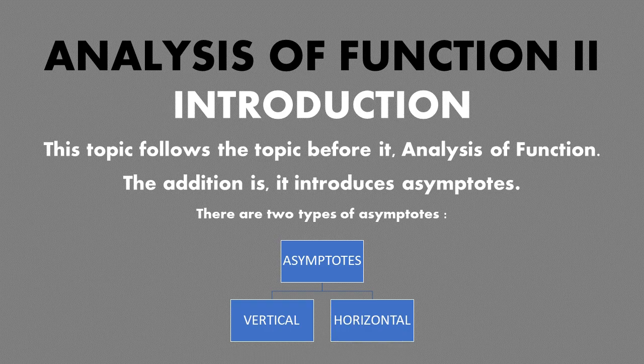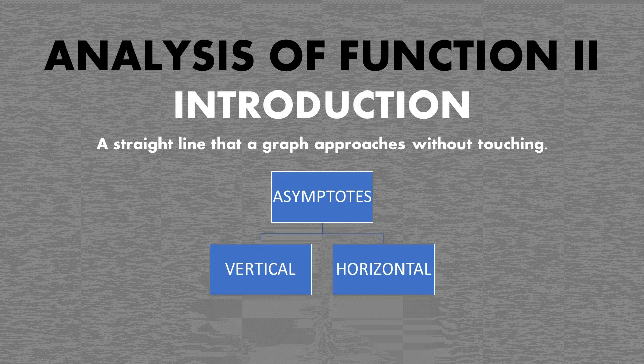Now you might still be wondering, what are asymptotes actually? An asymptote is a straight line that a graph approaches without touching. It is used to find the range for the intervals and to determine which are the increasing intervals and decreasing intervals. Asymptotes are also used to find out where the function is concave up and where it is concave down in the graph.